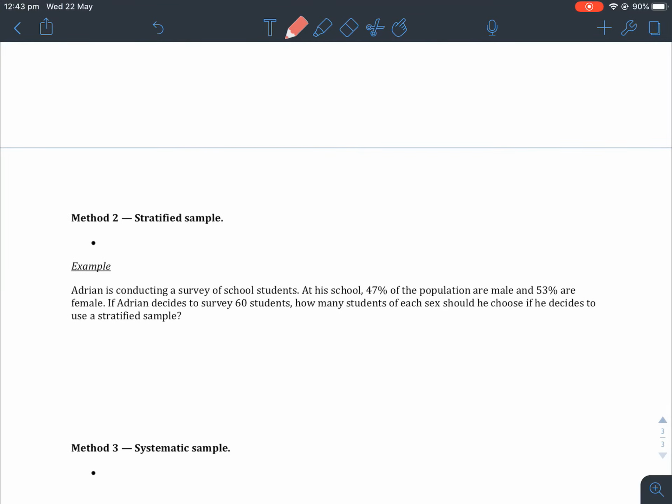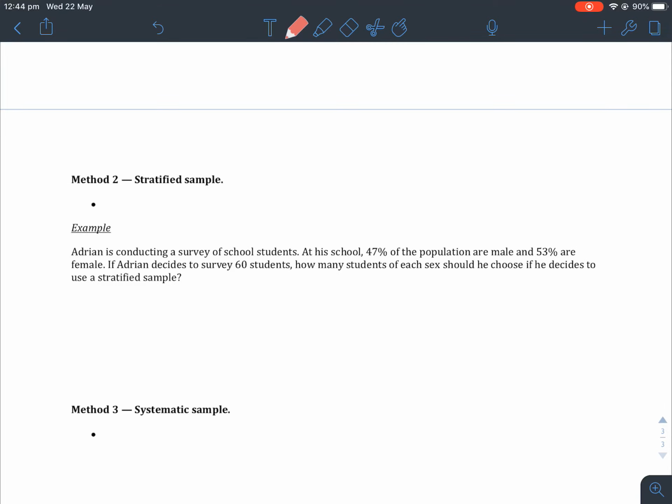Method 2, a stratified sample. Now, a stratified sample occurs when categories or strata of a population are chosen, and then members from each category are randomly selected. All that means is, if you're surveying 100 students, and there's more boys than girls in the school, then you need to make sure that in your sample, you're picking more boys and more girls in proportion. And we'll look at that in this example. So making a note of what a stratified sample is.